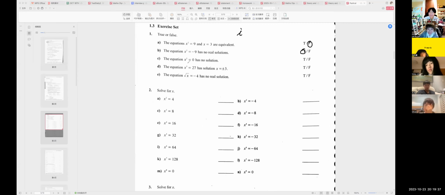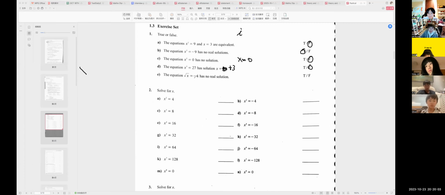Okay, the equation x squared equals 0 has no solution. True or false? False. Very good. x equals 0, right? Next, the equation x cubed equals 27 has the solution x equals positive or negative 3. Is it true or false? False. Very good. It's positive 3, not negative 3, right? Okay, very good.